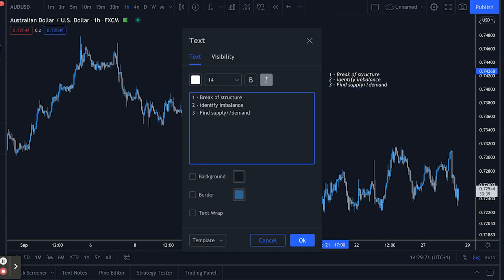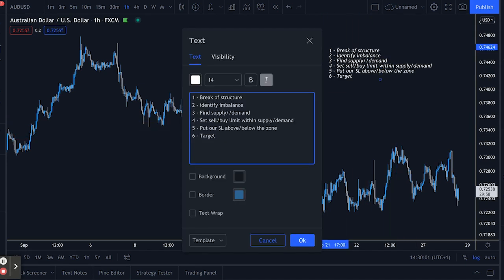Once we found that supply and demand, we want to place on a sell limit or wait for confirmation entries. In this example, we'll go with sell limits. So set the sell or buy limit within the supply and demand zone. We want to put our stop loss above or below the zone. Let's say for this example, we're going to target the previous areas of interest, previous imbalanced demand zones or supply zones in previous legs of movement.